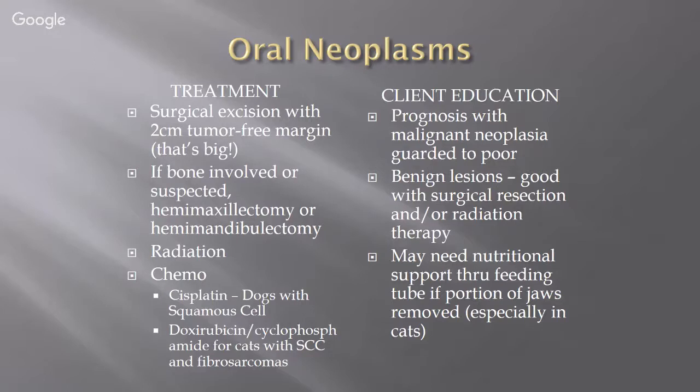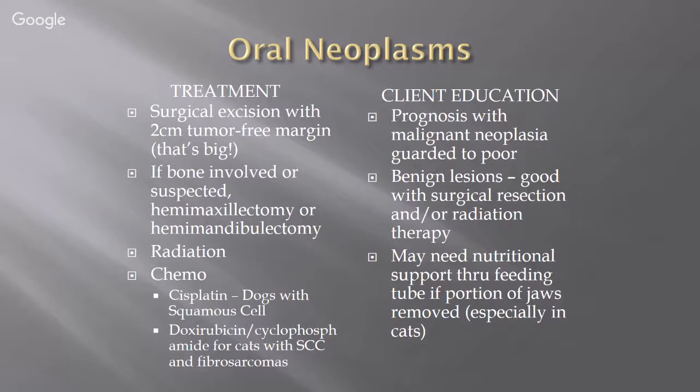That's called a hemimaxillectomy or a hemimandibulectomy. We could do radiation and we can do chemo. Cisplatin is used for dogs with squamous cell carcinoma. Doxorubicin and cyclophosphamide is used for cats with squamous cell sarcoma or squamous cell carcinoma or fibrosarcomas.